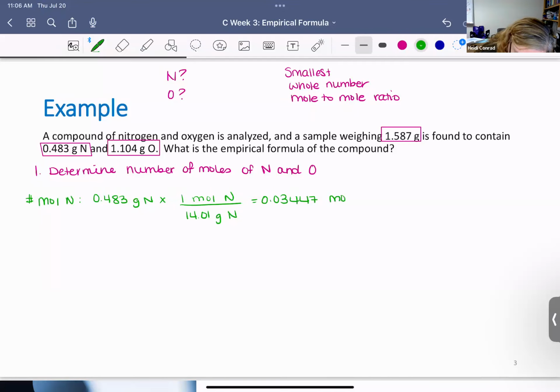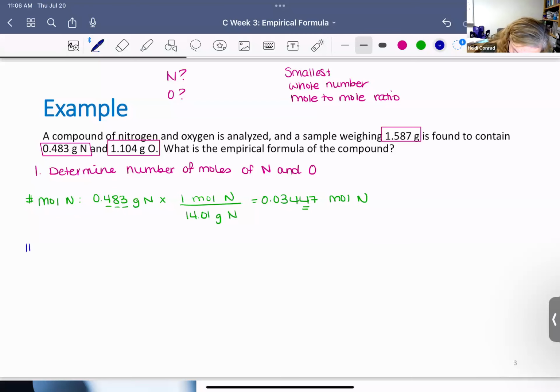0.03447 moles of nitrogen. And this has 3 sig figs. So I'm going to underline my sig figs here. That's how I keep track of sig figs, so I don't create round-off error. I'm just going to underline it and deal with the sig figs by the end of my calculation.